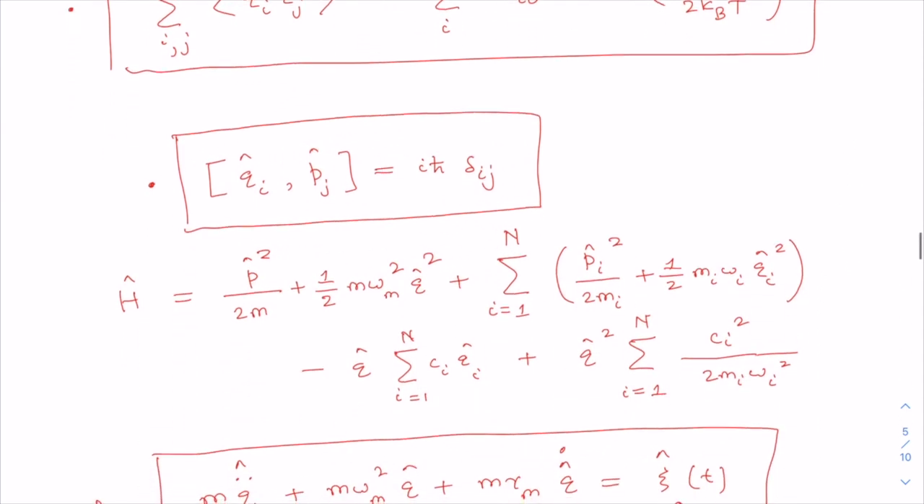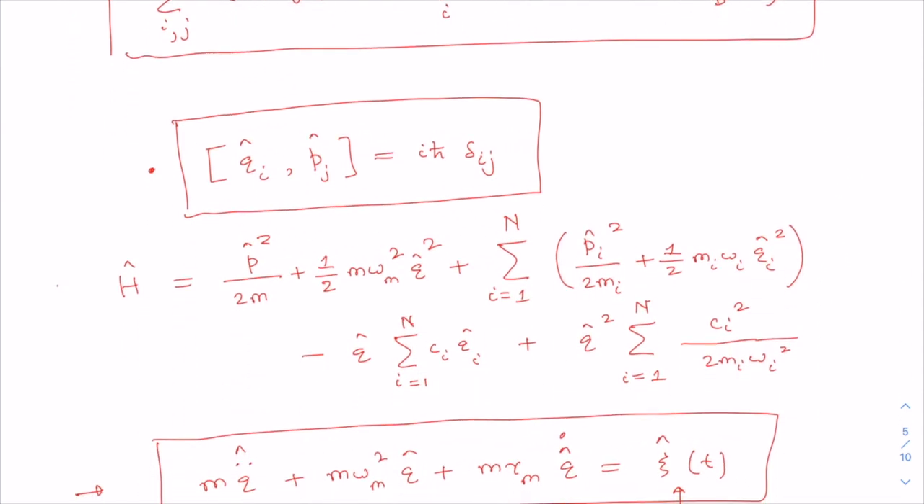Then we wrote down the quantum mechanical Hamiltonian for the bath oscillator system. Here the Hamiltonian has exactly the same form as that of the classical one. The only thing is that the position variable and the momentum variable are now operators, and they have to satisfy the commutation relation as defined in this equation.